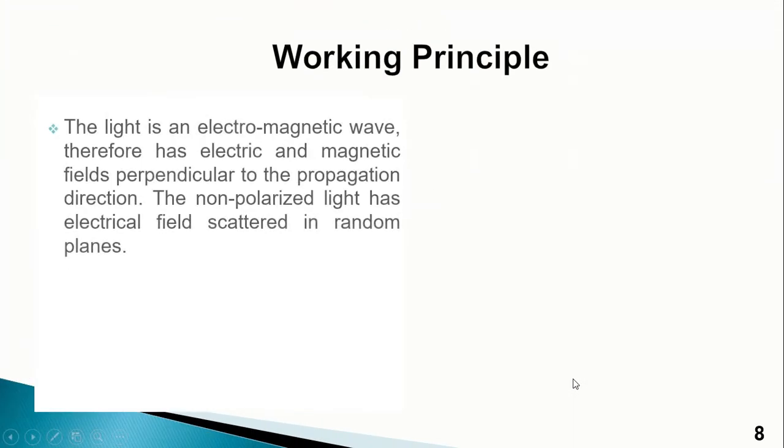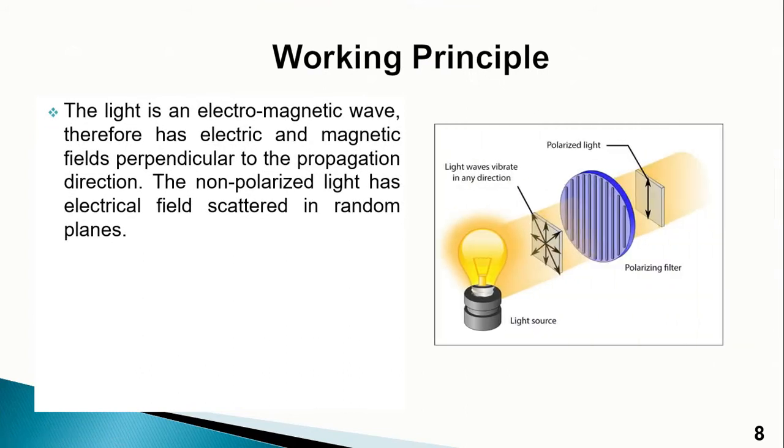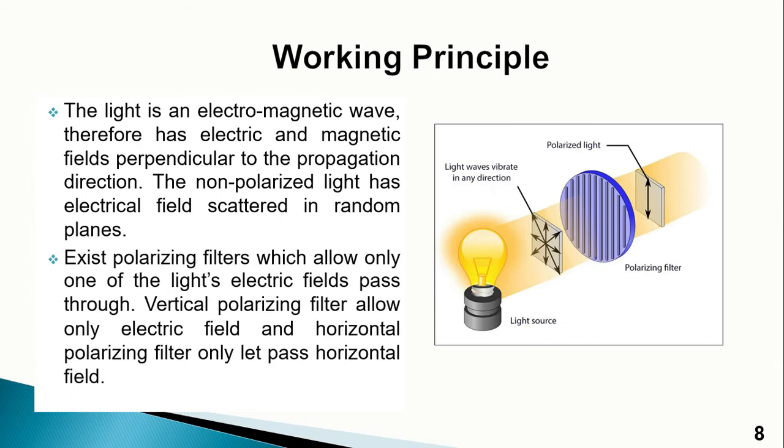The light is an electromagnetic wave, therefore it has electric and magnetic fields perpendicular to the propagation direction. The non-polarized light has electrical field scattered in random planes. There exist polarizing filters which allow only one of the light's electric fields to pass through. A vertical polarizing filter allows only vertical electric fields and a horizontal polarizing filter only lets pass the horizontal field.